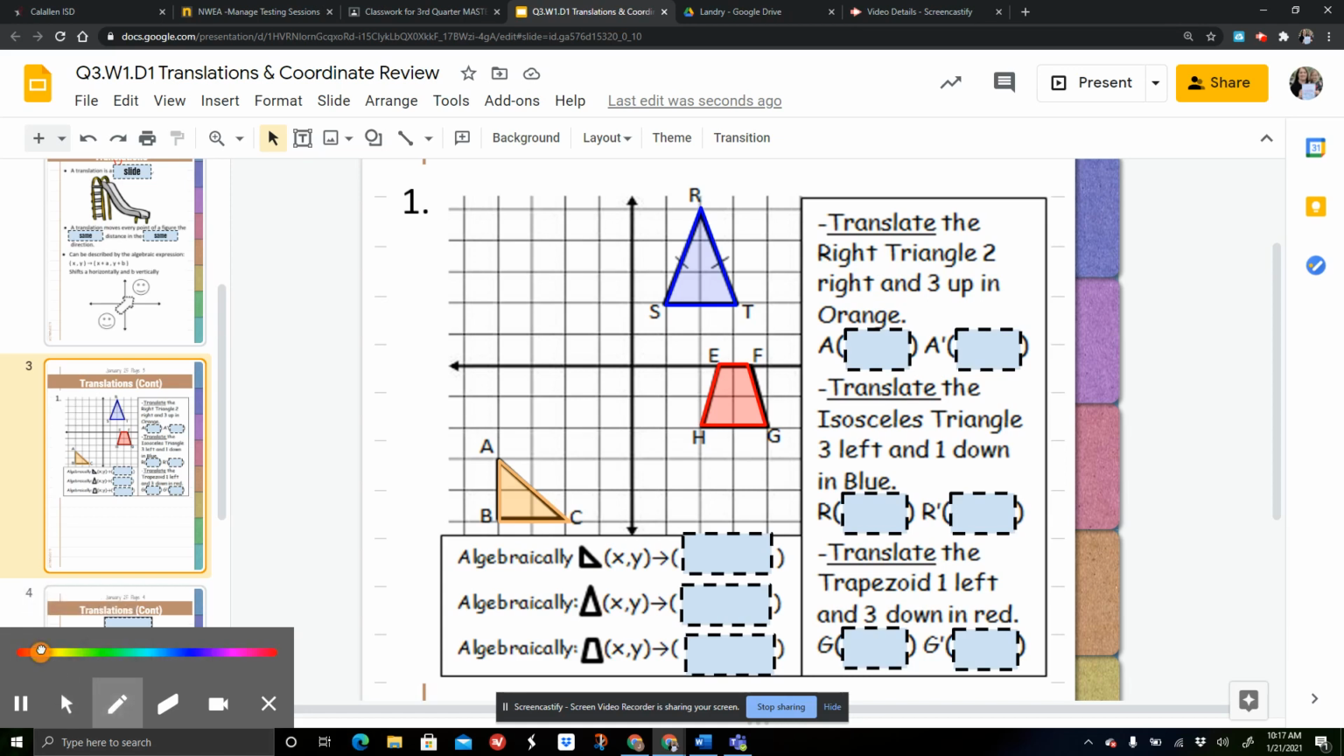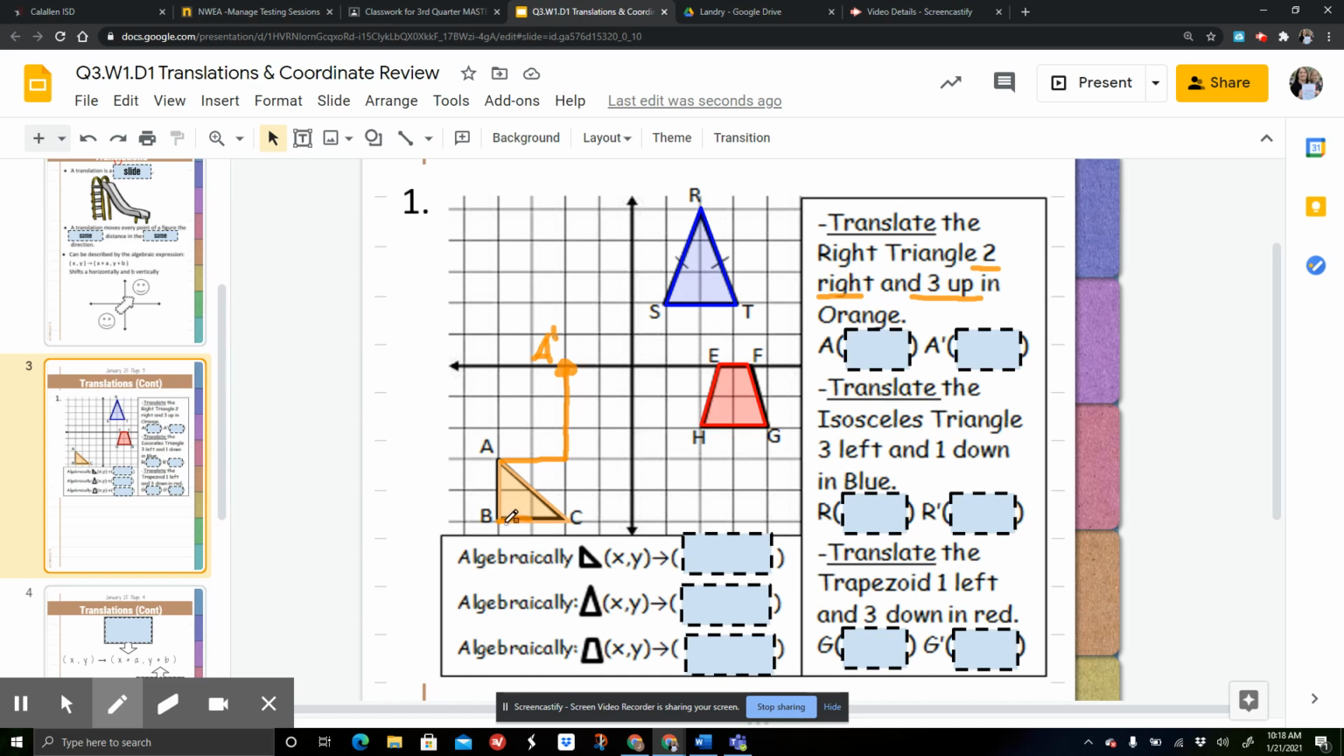The way that you translate a shape is you literally just slide each point by whatever they're telling you. And they're telling you to slide the right triangle 2 to the right and 3 up. So here's the right triangle. We're going to go 2 to the right and then 3 up. 1, 2, 3. So I just relocated A, or slid point A. That's going to be A prime.